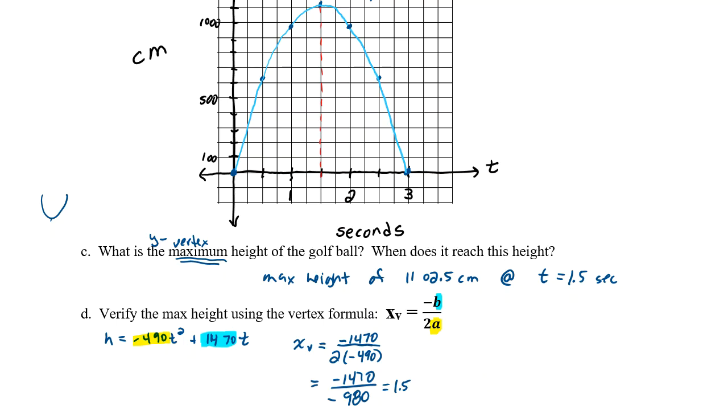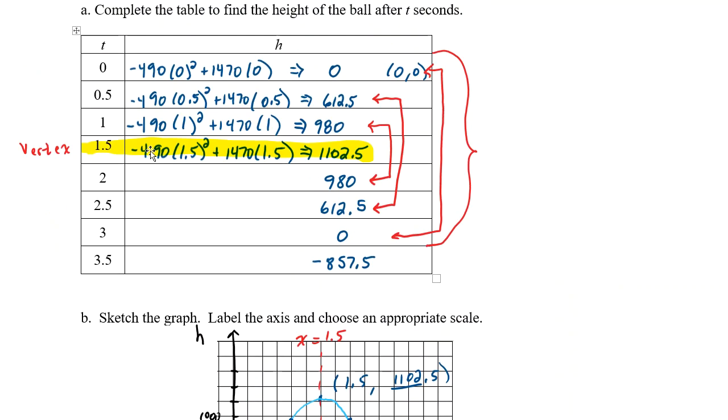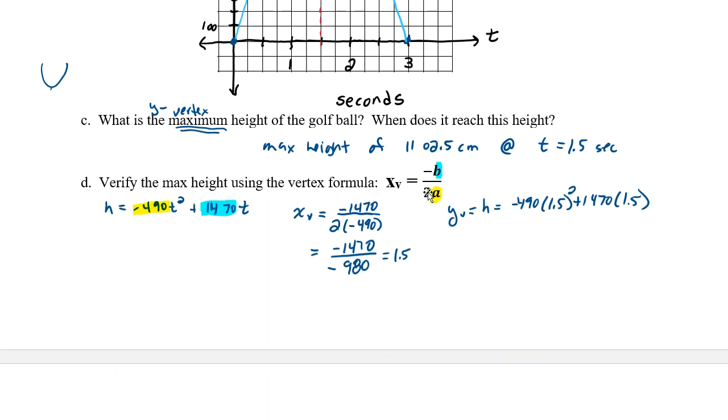And we do get 1.5, which is great. So now, to find the y value of the vertex, which is our maximum height, we would just plug in 1.5 for t into the equation, and you know what? We've already done that in the table. We've already verified that, so there's really no need to do that again. And it is 1,102.5, in this case, centimeters. All right. Well, I hope that example helps you with your quadratics.